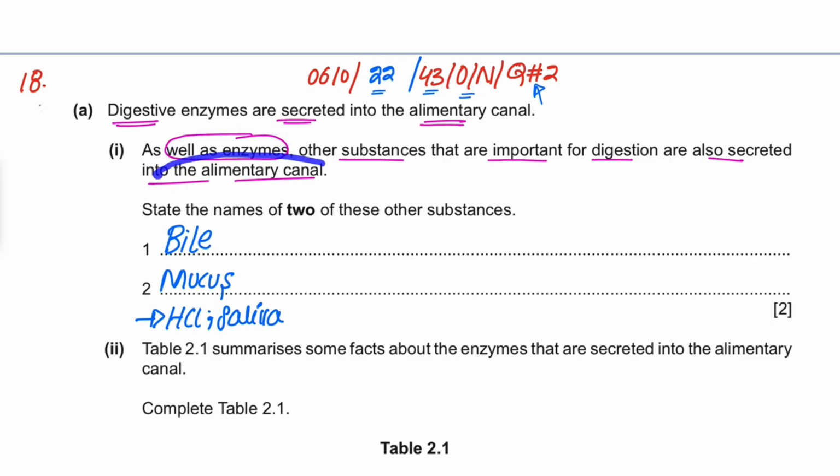Some other molecules are also being released into the alimentary canal, and for 2 marks they are asking you to share the names of two other substances. So from the liver, the bile is coming. And in our stomach, we have the mucus. Then in the mouth, we have the saliva. And in the stomach, we have the hydrochloric acid. So I have written the names of four other substances other than the enzyme. You are required to quote any two from here.